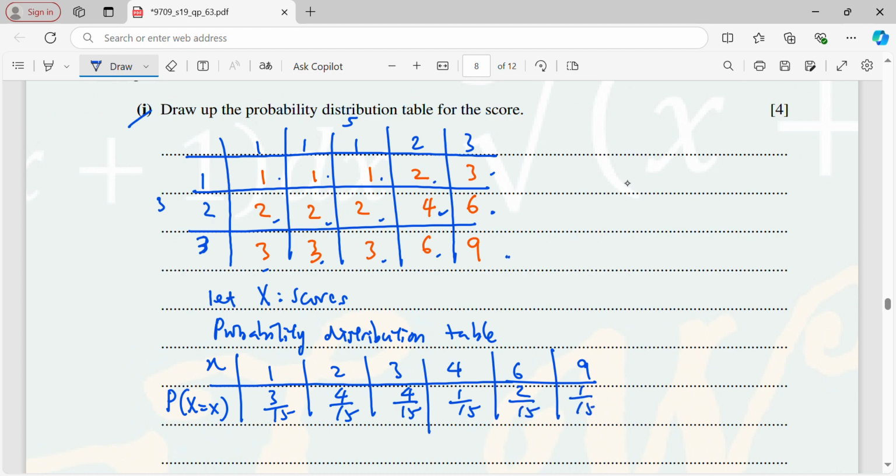So 1 over 15. Now to make sure that the probability distribution table is correct, we need to double check the total probabilities. Make sure it is 1. Okay, since the total of the probabilities here is 1, that means our table is correct.